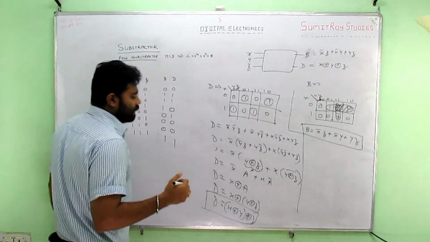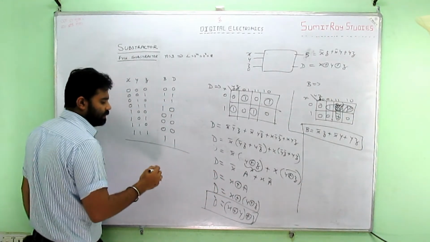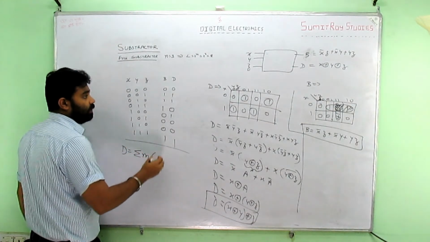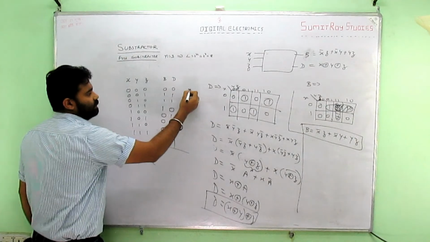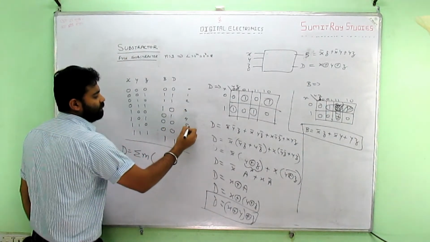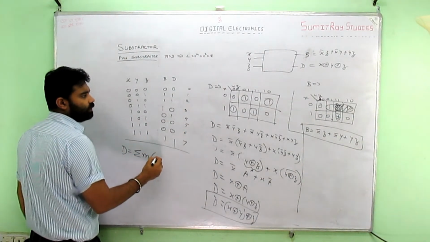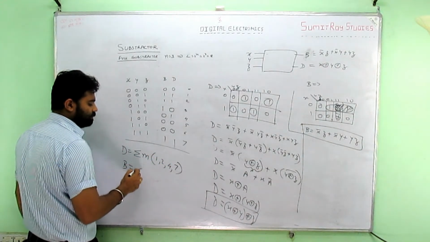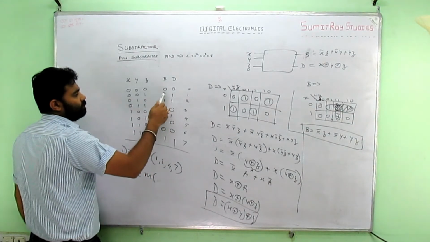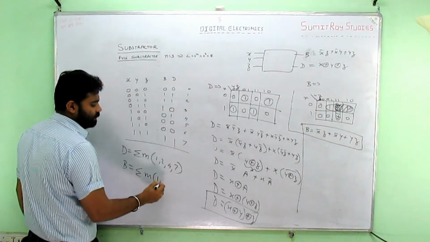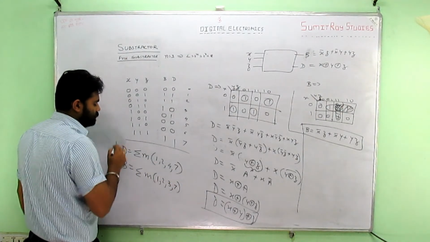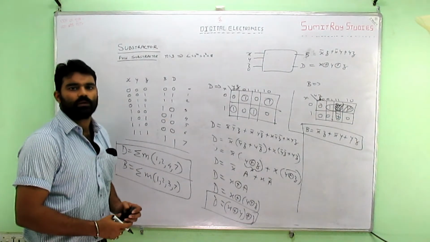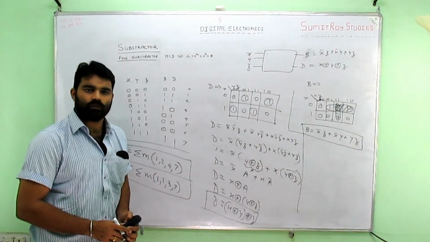This is it. Another thing I would like you to remember is that D stands for the min terms 1, 2, 4, 7, counting 0, 1, 2, 3, 4, 5, 6, 7. Similarly, borrow stands for the min terms 1, 2, 3 and 7. It will be beneficial if these two are remembered. So this is all about the full subtractor.